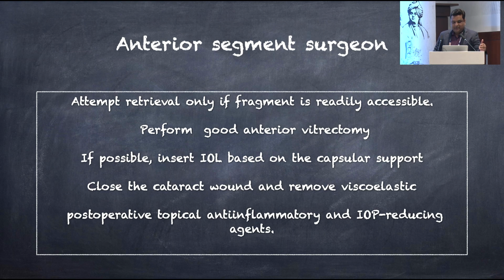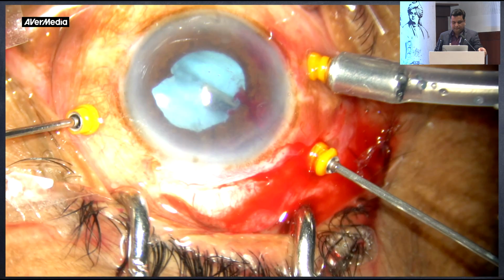What should an anterior segment surgeon do? If retrieval is possible and it is readily accessible, try it; otherwise, don't try to fish it out. Perform a good anterior vitrectomy as much as possible. Avoid inserting the lens, or if possible, insert the lens based on the capsular support available.